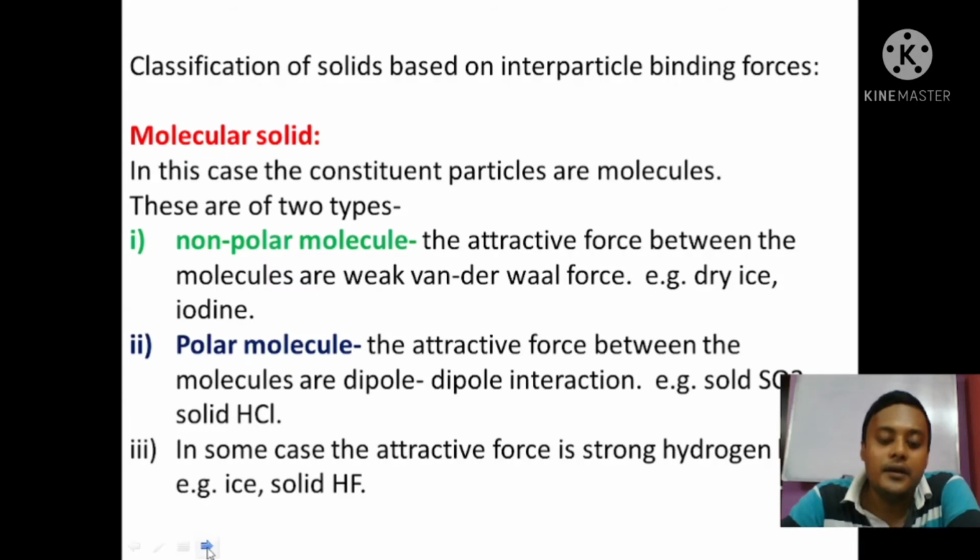And third type, in some cases the attractive force is strong hydrogen bond. Because hydrogen bond is not possible in all cases. Only when hydrogen is attached to a highly electronegative element like fluorine, oxygen and nitrogen are they able to form a hydrogen bond. So ice and solid hydrogen fluoride. In this case, the force of attraction is hydrogen bond.